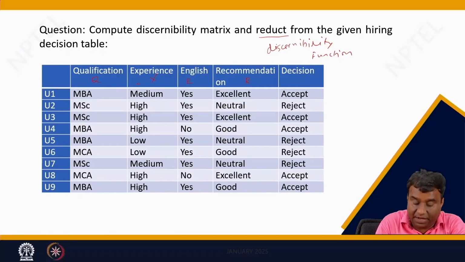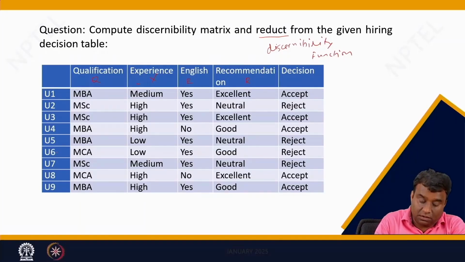So U1: qualification MBA, experience medium, English is yes, recommendation excellent, decision is accept. For U2, qualification is MSc, experience is high, English is yes, recommendation neutral, decision reject. U3 is MSc, experience is high, English is yes, then recommendation is excellent, decision is accept. For U4, qualification is MBA, experience is high, English is no, recommendation is good, decision is accept. For U5: MBA, low, yes, neutral, reject.